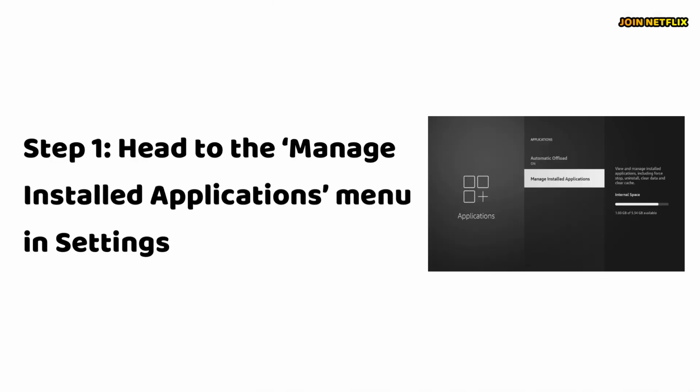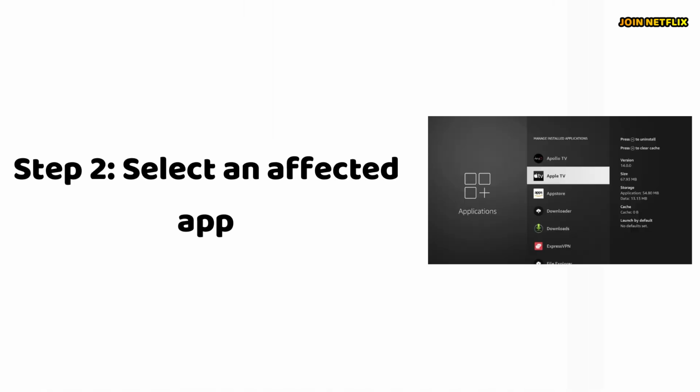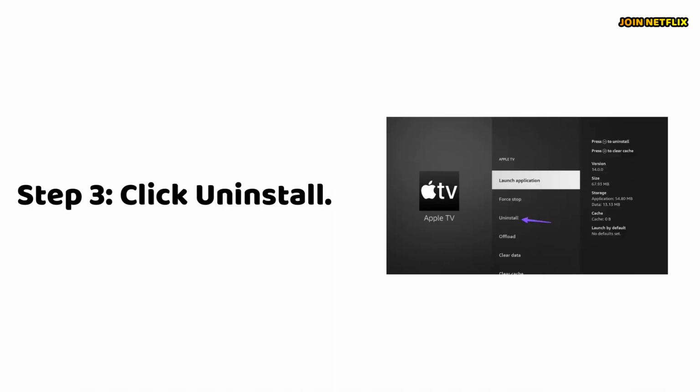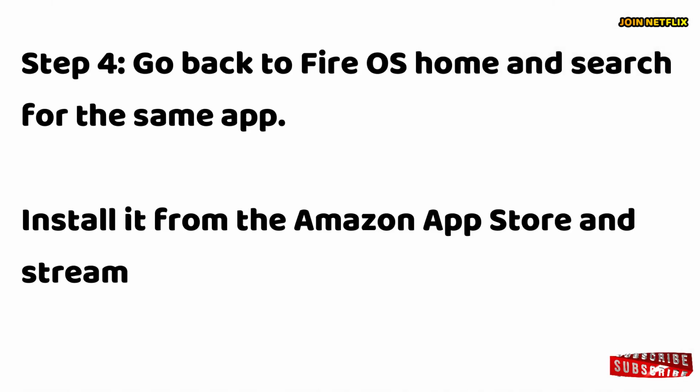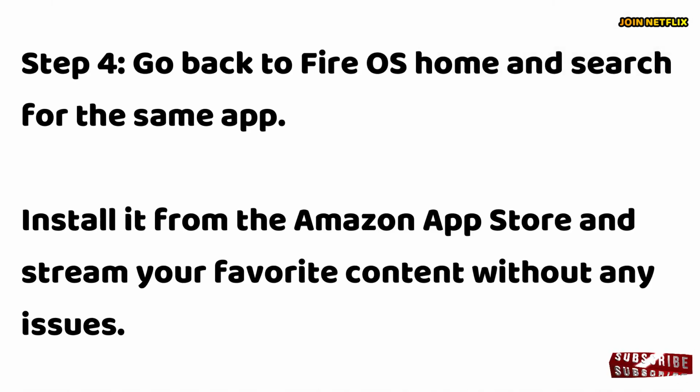Step 1. Head to the Manage Installed Applications menu in Settings. Step 2. Select an affected app. Step 3. Click Uninstall. Step 4. Go back to Fire OS Home and search for the same app. Install it from the Amazon App Store and stream your favorite content without any issues.